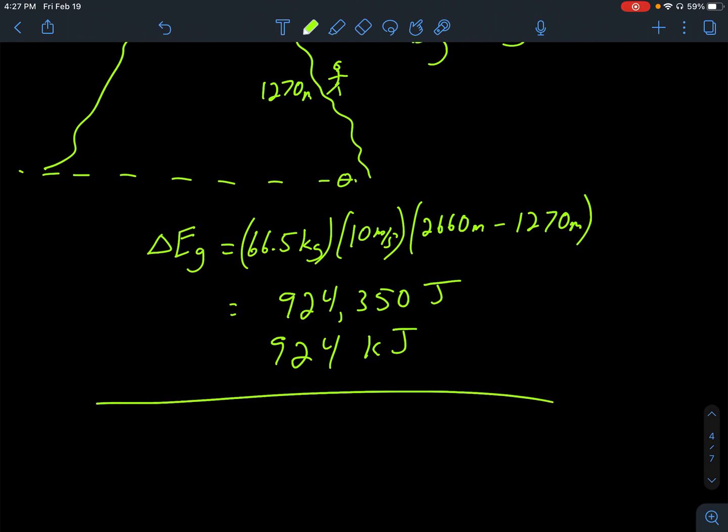So then we have part B. What is the minimum work required of the hiker? Well, we know work is equal to change in energy. So if we have that change in energy, gravitational, that's going to be the same as the amount of work that he's going to need to do to climb the mountain. So easy for B. For C, can the actual work done be greater than this? Explain. So the answer is yes.